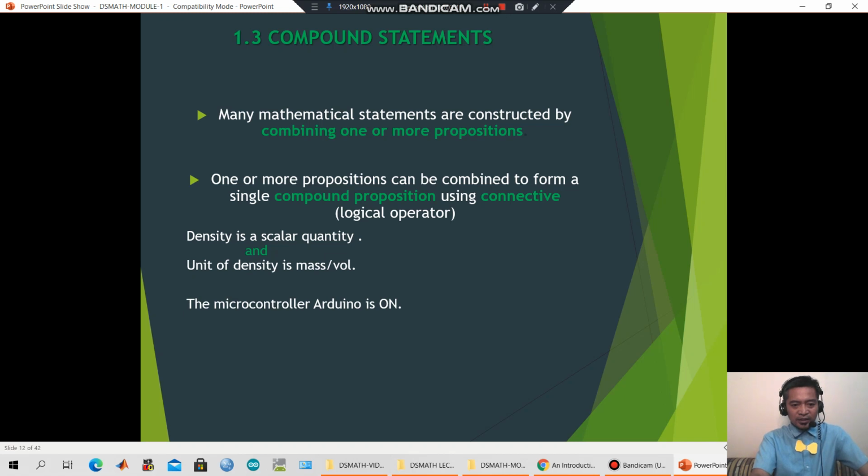Let's have another example. Okay, the microcontroller is on. Our first statement. The second one, the microcontroller is off. Sige na po. Try po natin mag-isip ng logical connector. Tingnan lang po. Sandali.